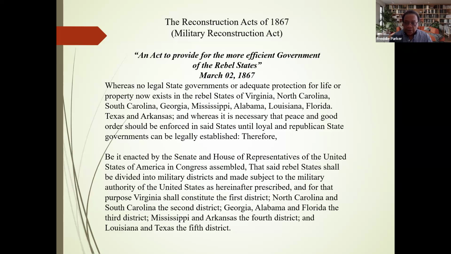And so those 10 states, because by 1867, Tennessee had come back into the Union. So the remaining 10 states were divided into those 5 military districts. North Carolina and South Carolina, for example, were placed in the 2nd District. And so the South is now under military rule.